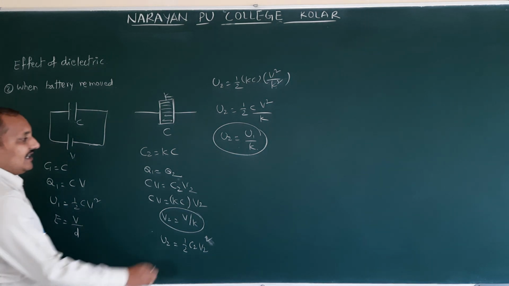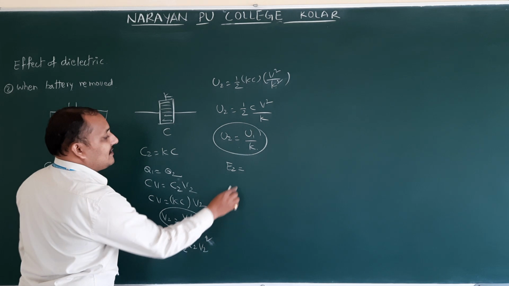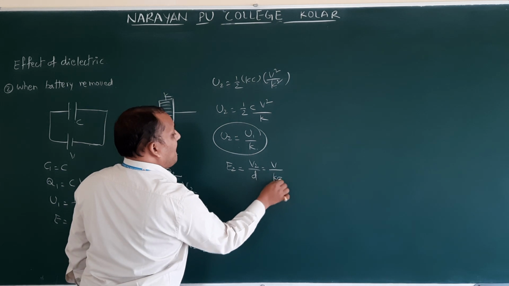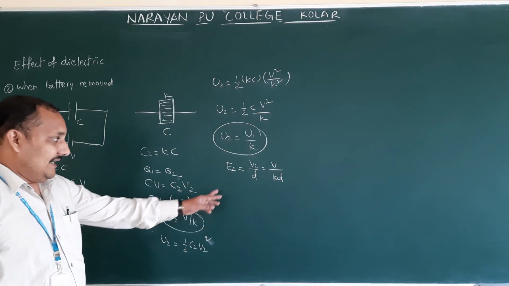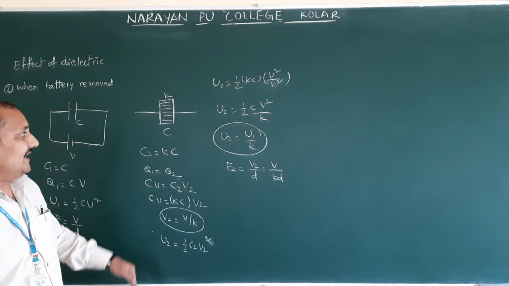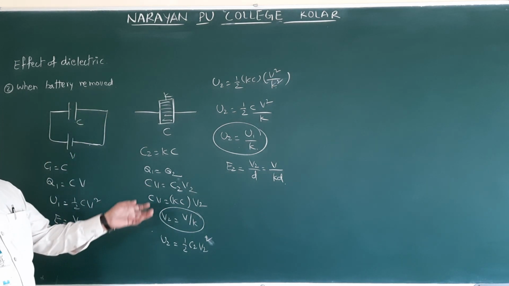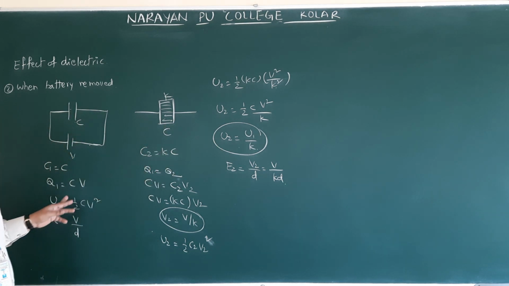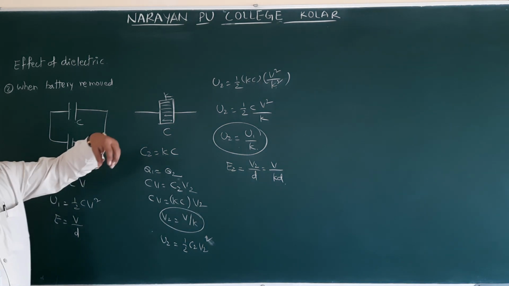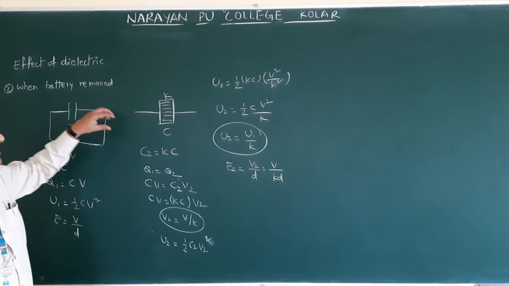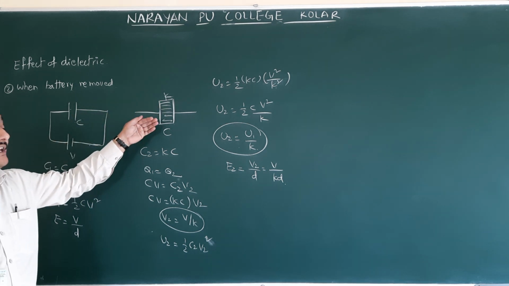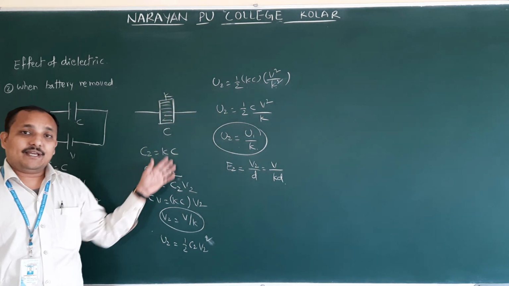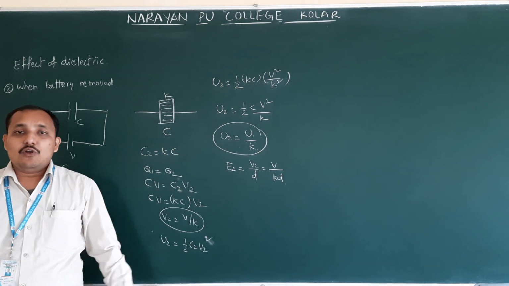Another one, the electric field. E2 is equal to V2 by d, where V2 is V by K, so E2 is E by K. These formulas you have to remember carefully. While reading the problem, they will give that a capacitor is charged up to some energy or some charge, then a dielectric of constant K is introduced between the two plates of the capacitor. Two cases will be there: whenever the battery is still connected, and whenever the battery is removed. Whenever the battery is removed, all these will apply. For the battery connected case, we discussed it in the previous video.